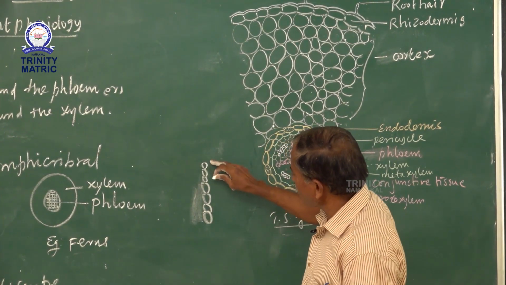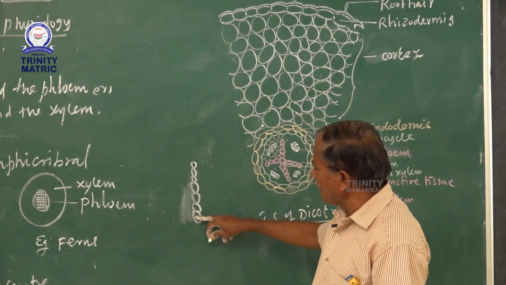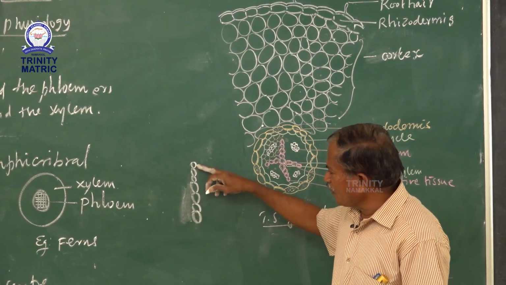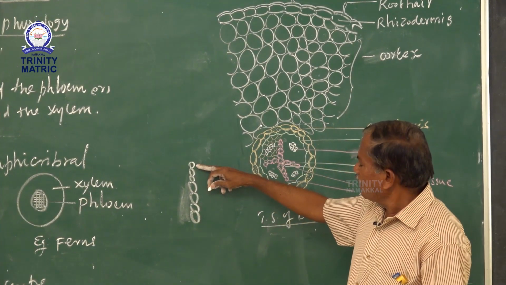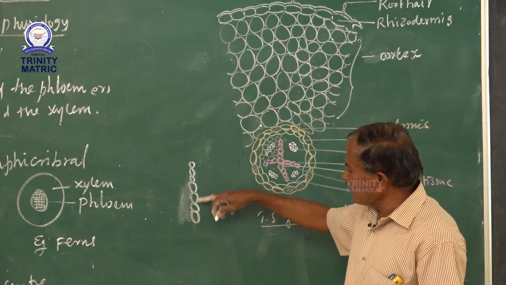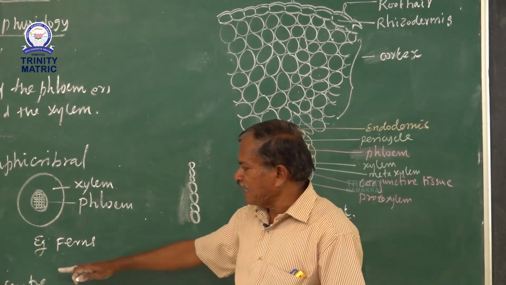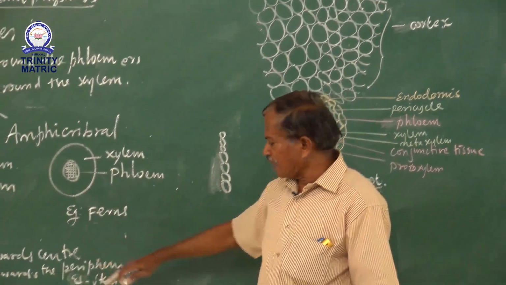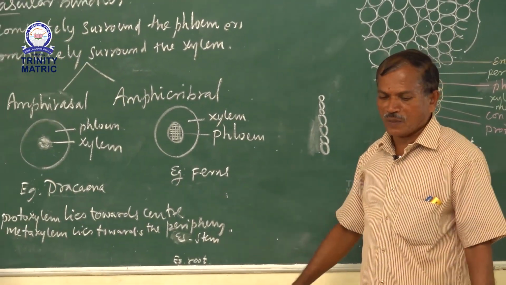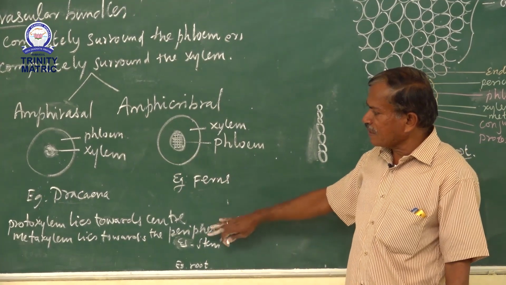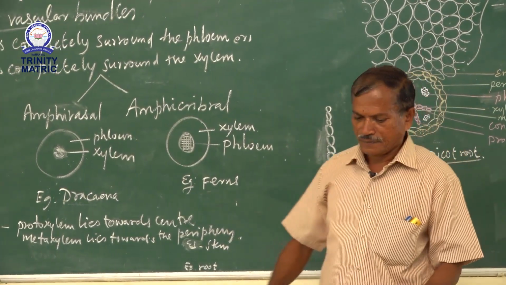So the outer region is the smallest cell and the innermost is the largest cell. The protoxylem is facing towards the inner side, and the metaxylem is facing towards the outer side. This is called an endarch xylem. Example, dicot stem. We will see it later in detailed studies.